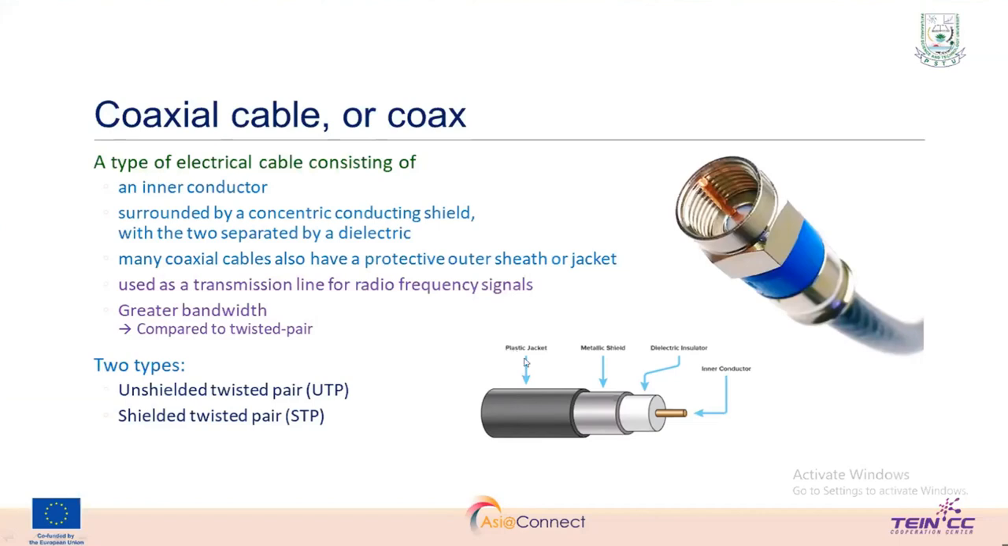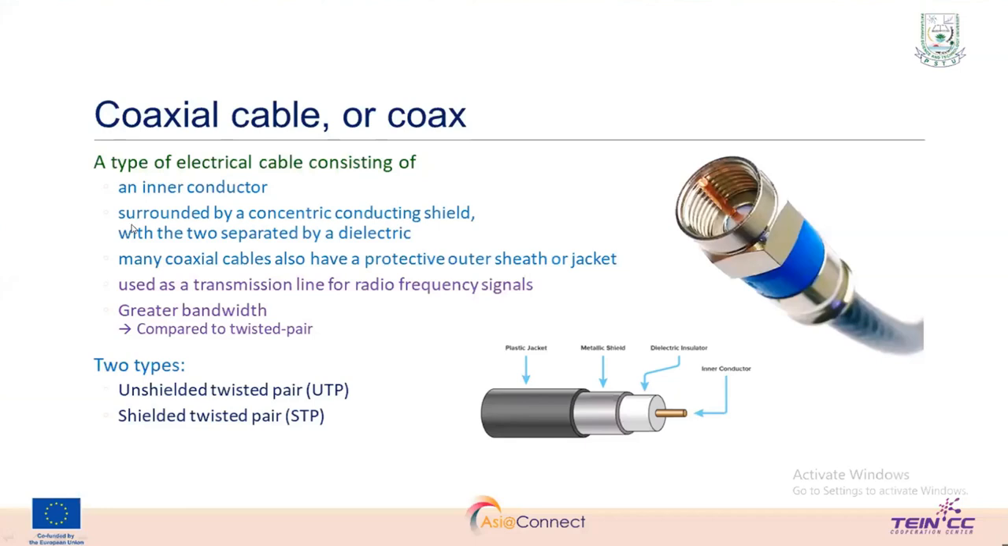And after that, a plastic jacket. This is a hard jacket that is used to protect the metallic shield, dielectric insulator and inner conductor from environmental effects, damage and others. It's also flexible, so we can move this cable or route it through narrow parts.